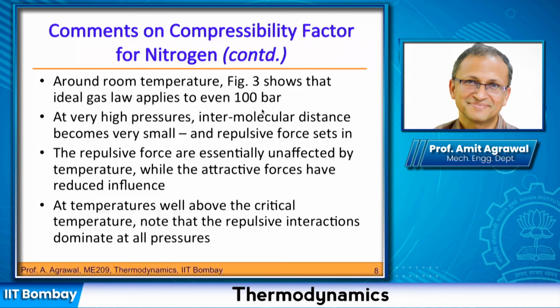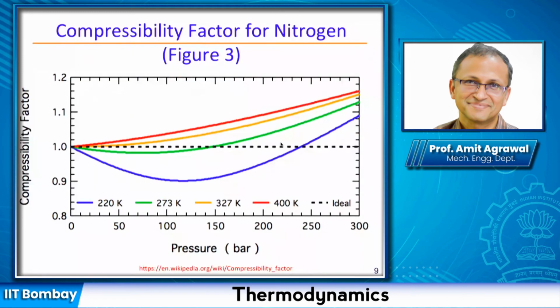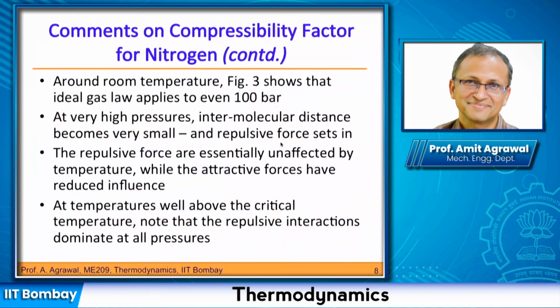Now, at very high pressures, the intermolecular distance becomes very small. And of course, if the intermolecular distance becomes very small, you start getting repulsive forces. That helps to explain why you expect compressibility factors becoming greater than 1 at larger pressures. And the repulsive forces are not so strongly dependent on temperature, and therefore you would see a reduced influence of the temperature at higher pressures.